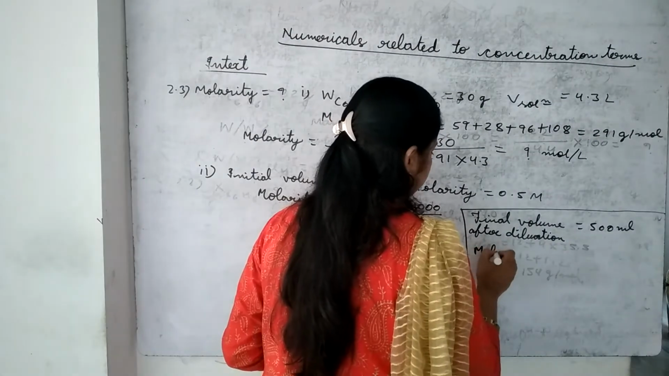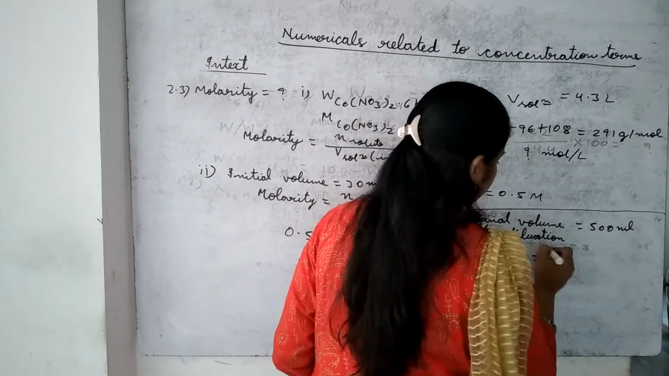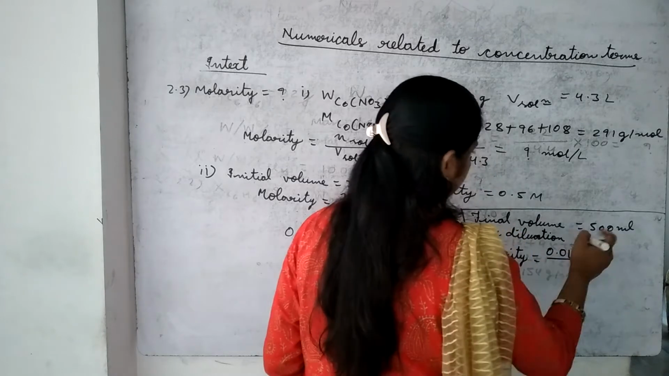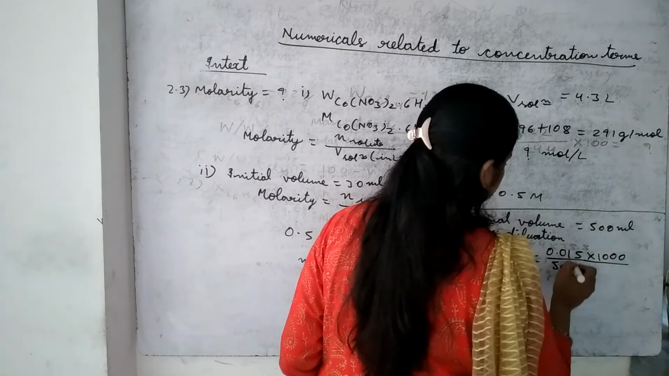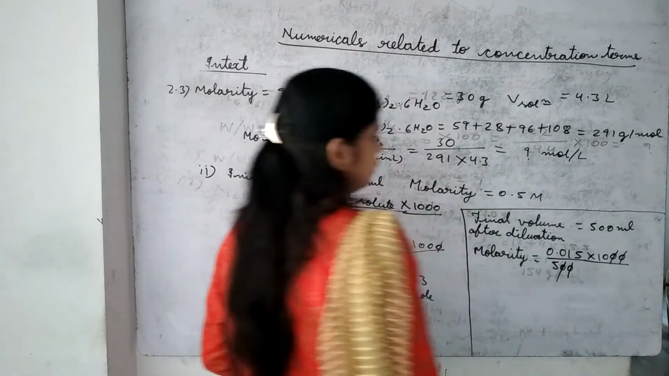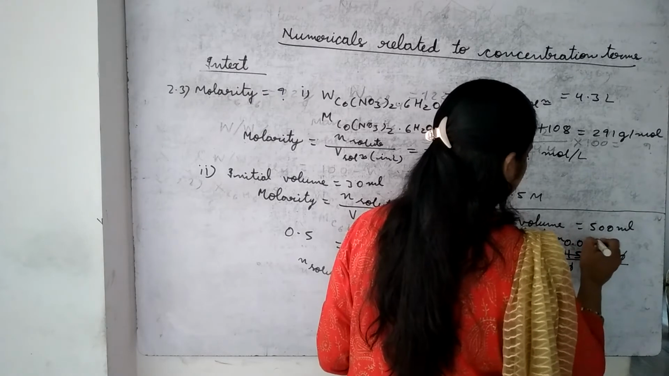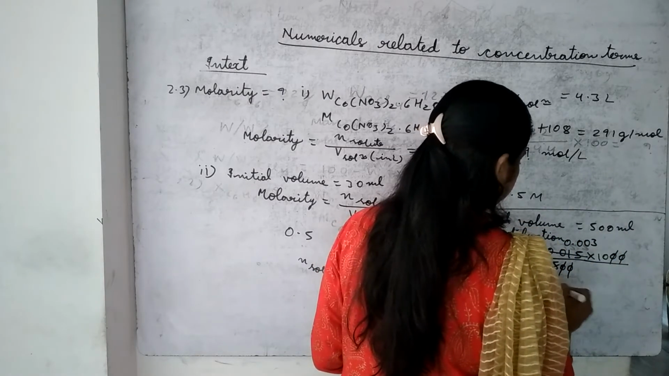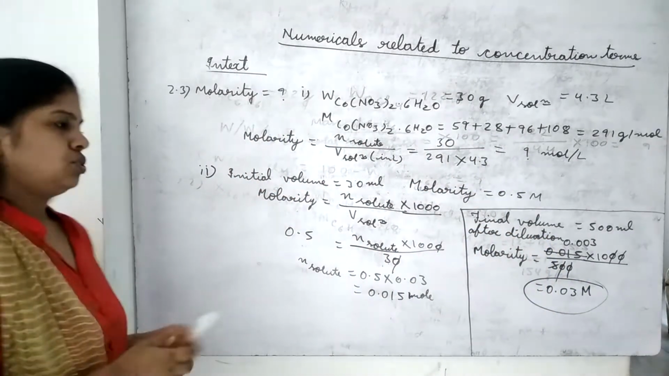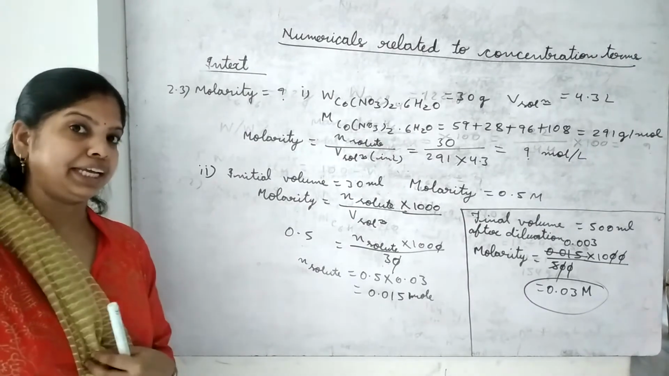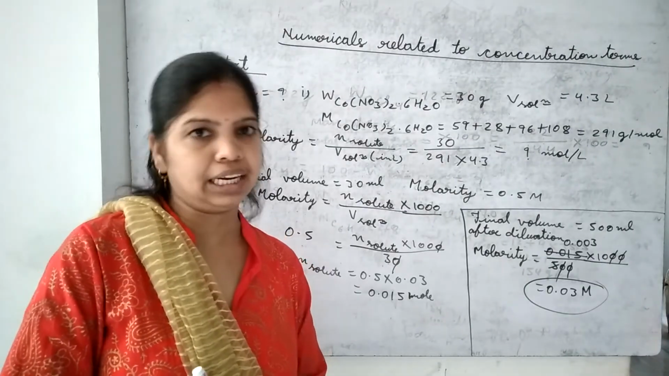This is also very easy. Molarity: the number of moles of solute is already given, 0.015, and the volume of solution is given in ml, so this formula will be multiplied with 1000. This is 15 divided by 500, that is 0.03 molar. This is the answer. So this is very easy to find molarity. I think you all understood. And if there is any doubt, you can write in my comment box, then I'll clarify.